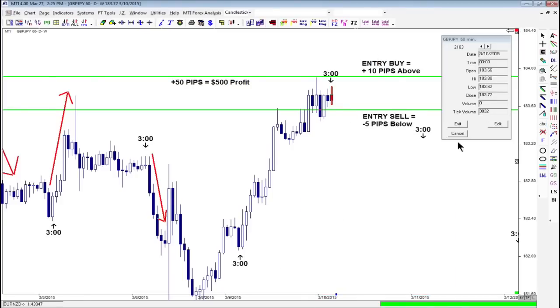So we have our entry buy set, entry sell. These are set in your broker's platform. They are pending orders. Wait until the market actually crosses over here. So let's go ahead and see what happens here.